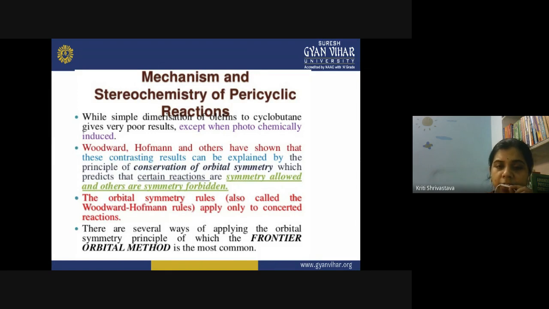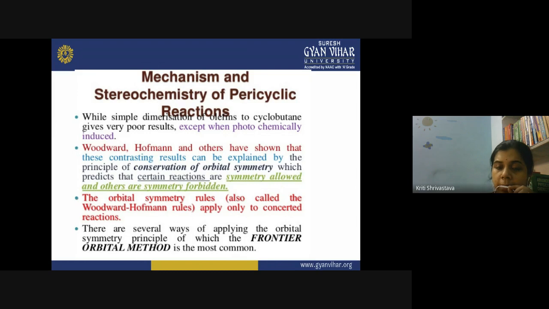So these scientists saw that this special category of reaction is actually affected by the symmetry of their orbitals. They are symmetry governed reactions more than any reagent governed reaction or any intermediate governed reaction. The reaction is actually taking place due to symmetry of orbitals. So they gave orbital symmetry rules and we call them Woodward-Hoffmann rules. They apply only to the concerted reaction. These rules are only for the pericyclic reactions which occur in the concerted form.